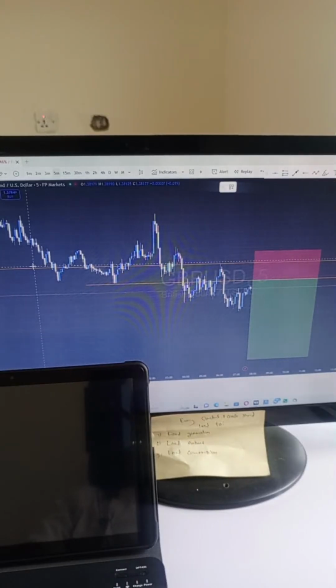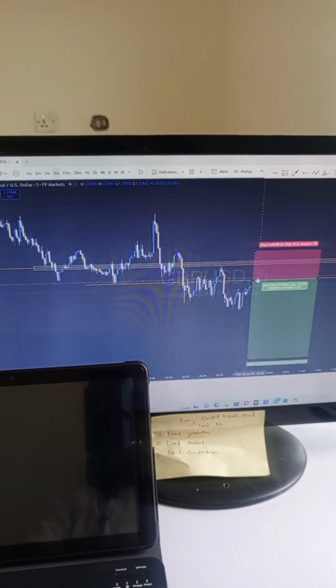Because this is a key level. If you look closely, you realize that every time price gets to this zone, there is a serious reaction. Price got here, bounced, bounced, bounced, bounced. We also had this bounce. This is where we entered our first trade.